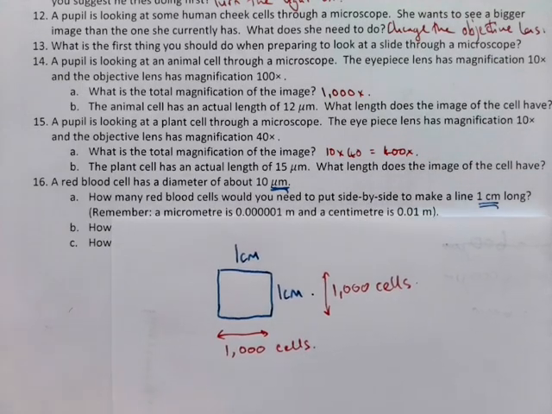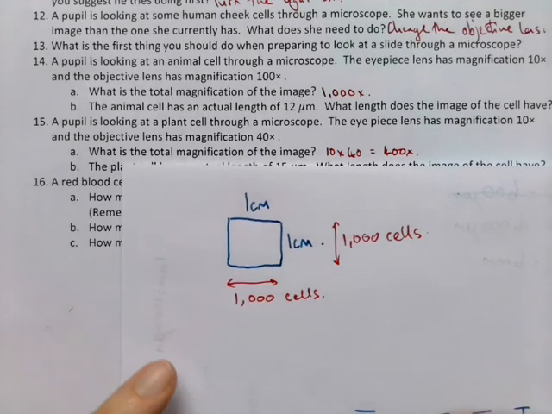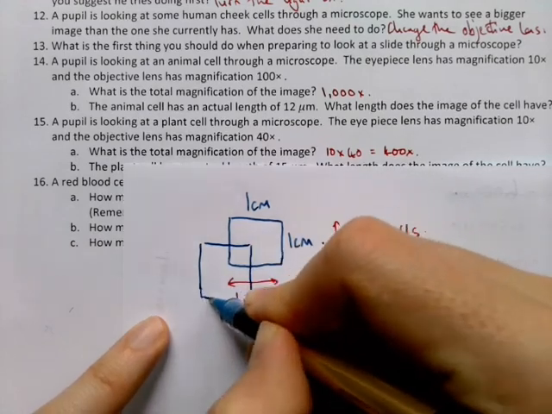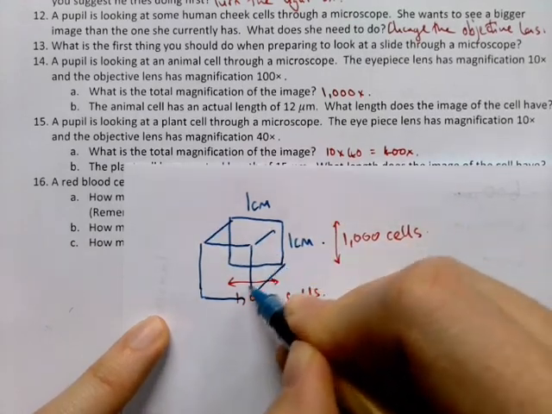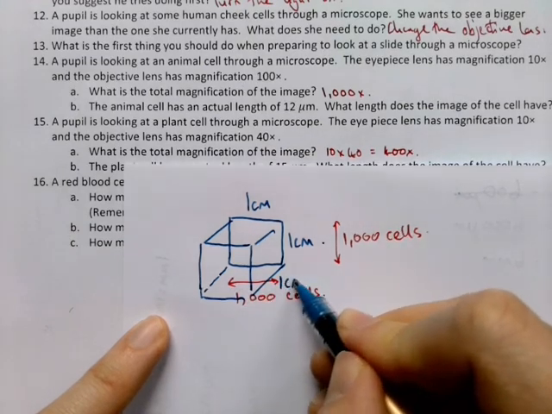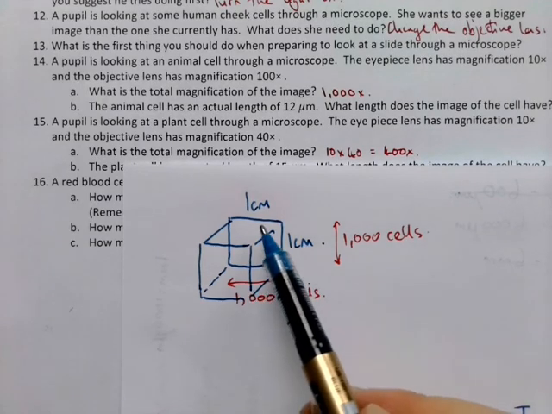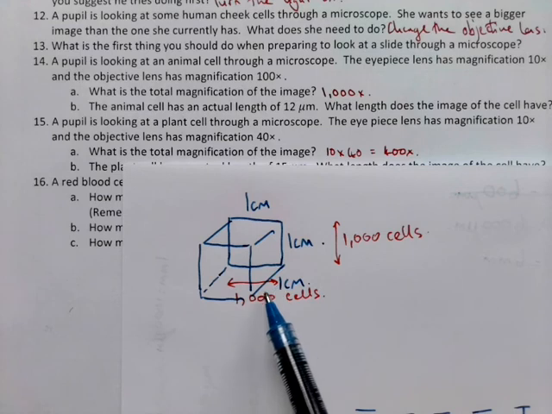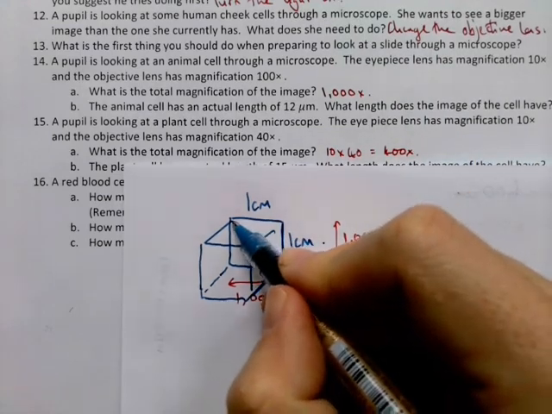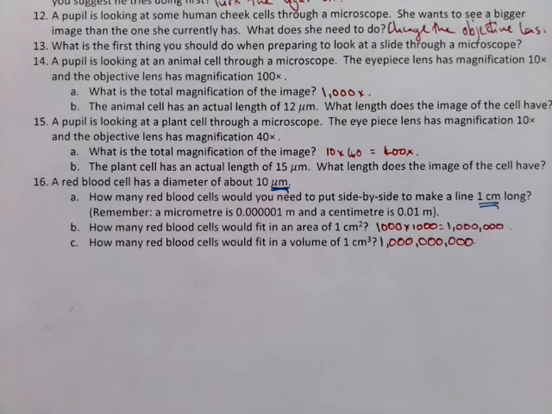And finally, in a volume of 1 centimeter cubed, well, if I have a cube, all I'm doing is I add another length onto it, and now the number of red blood cells inside this cube is going to be the number along here times the number along here times the number along here, which is 1,000 times 1,000 times 1,000, which is 1 billion red blood cells.